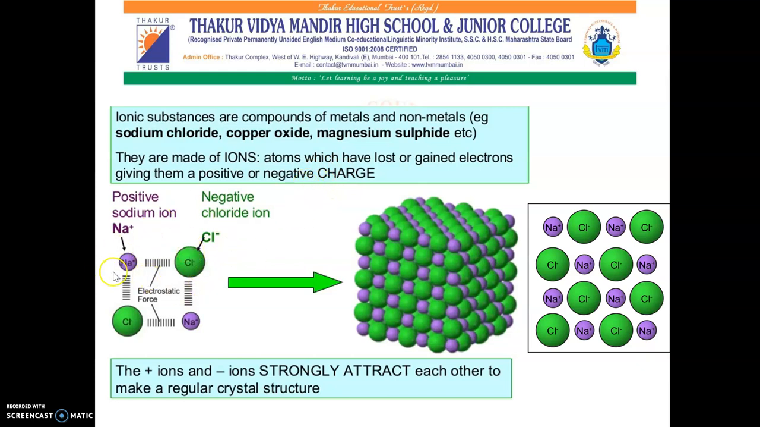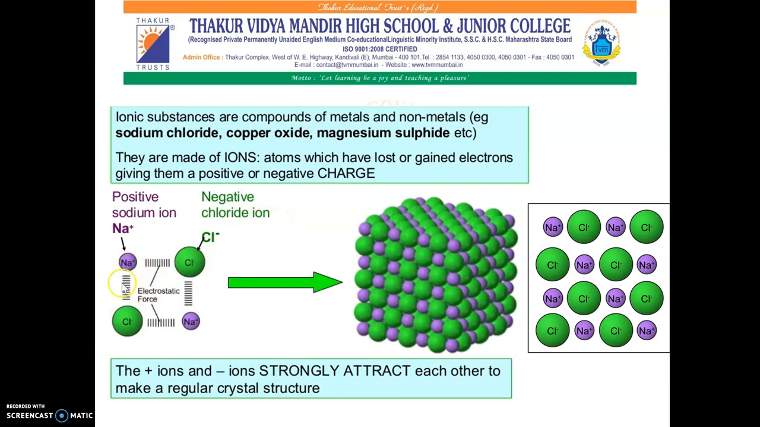So let us see one example of sodium and chlorine. We know the electronic configuration of sodium is 2, 8, 1. So it has one electron in its outermost shell. So it can easily lose one electron to attain the octet state, whereas chlorine's electronic configuration is 2, 8, 7. So it has 7 electrons in the outermost shell. So it can easily gain 1 electron to attain the octet state. So when it gains 1 electron, it becomes a negative chloride ion.